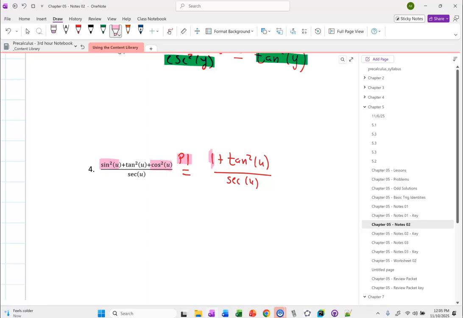Is everybody good that even though the sine squared and cosine squared weren't right next to each other, we can still use P1 there, right? Because you can add things in any order you want. Addition is commutative. That's the word for being able to do it in any order you want. Yes, Julius? It doesn't matter if you put the one before or after. Correct. You could write tan squared u plus 1 or 1 plus tan squared u. Again, we're adding. You can do that in any order you want, so it doesn't really matter.